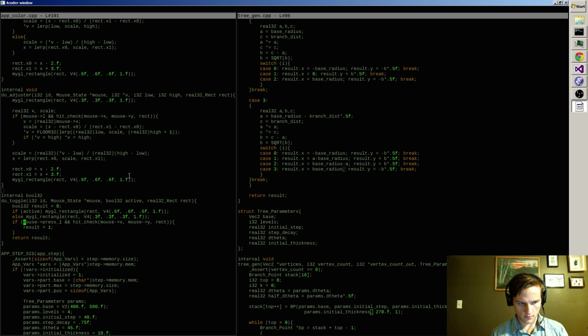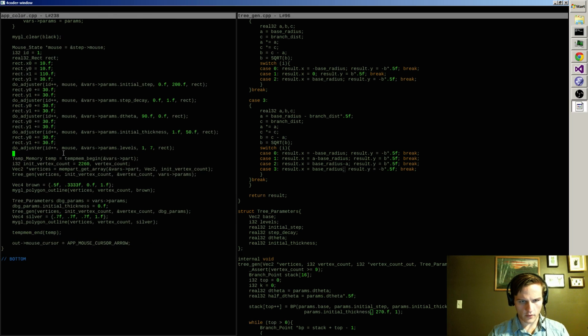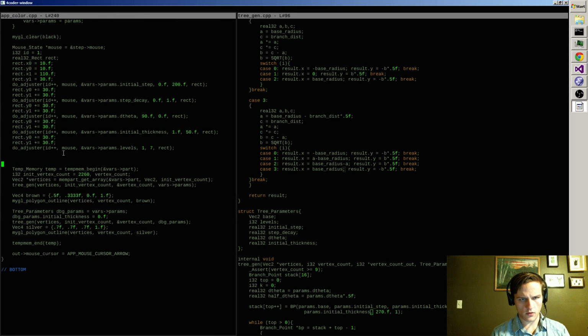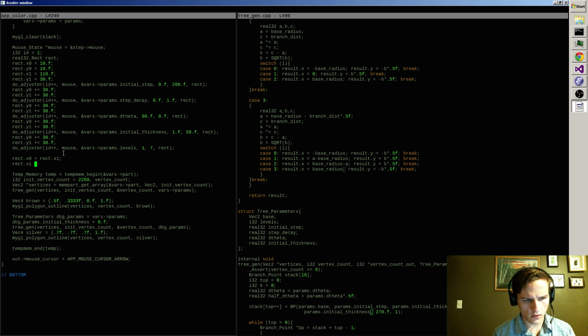Let's see. Looks good. So I want to do, once that's all done, I'll do a sort of rect x0 equals rect x1, rect.x1 plus equals.